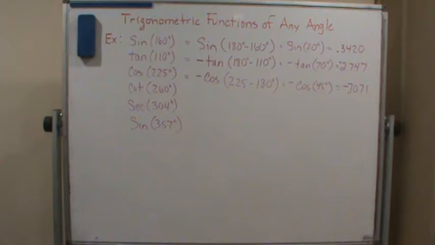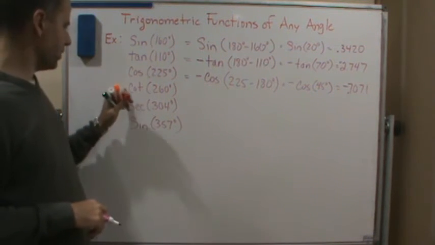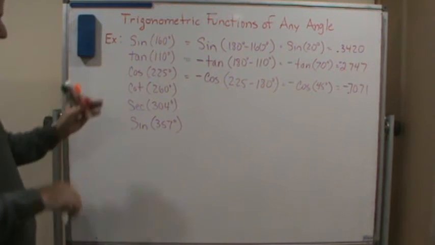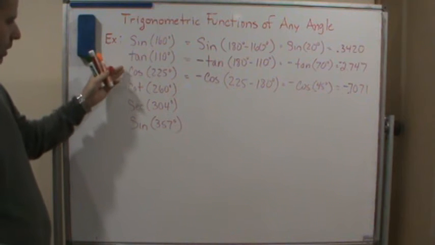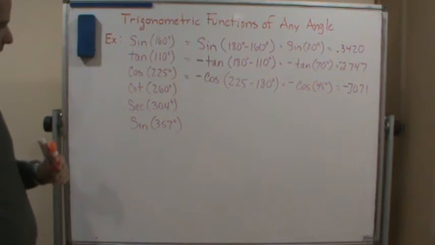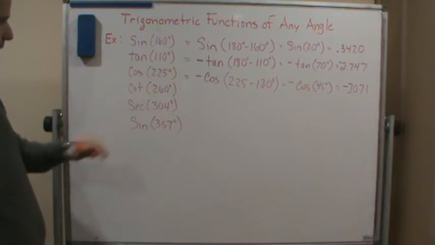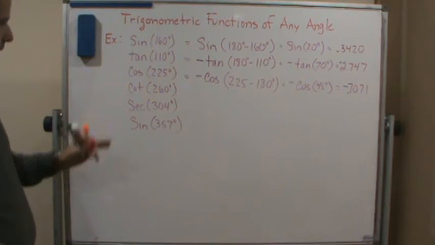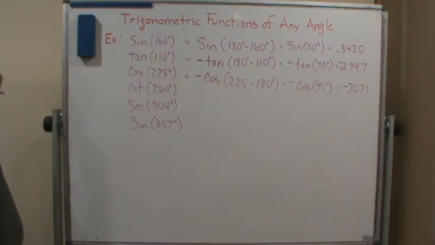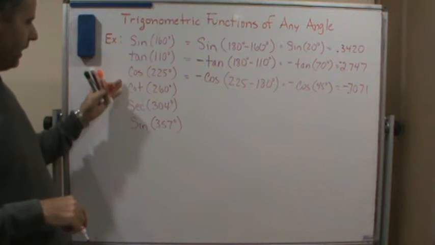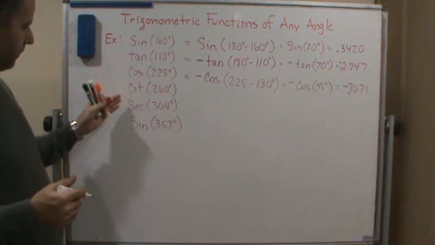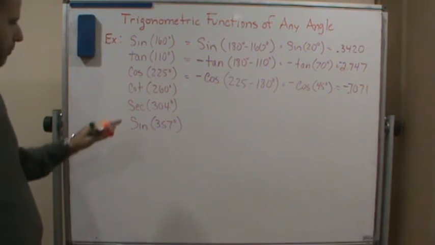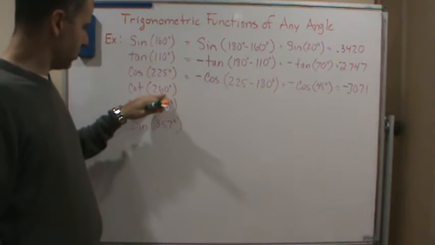Now what about cotangent? Cotangent is the reciprocal of tangent. Secant is the reciprocal of cosine. So these are just reciprocals, and they're going to have the same signs as their reciprocals.